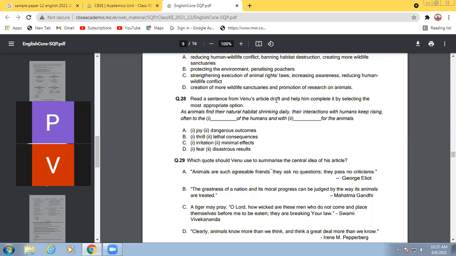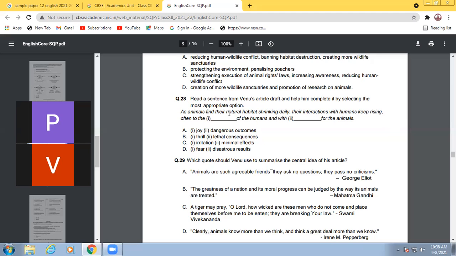Read a sentence from Bino's article draft and help complete it by selecting the most appropriate option. As animals find their natural habitats shrinking daily, their interactions with humans keep rising. The first reason for animals to come to human colonies is that their own habitats are being destroyed. Often to the dash of the humans and to the dash of the animals.